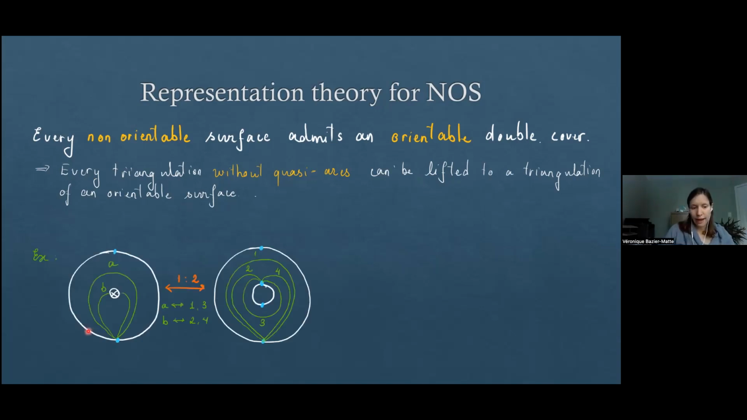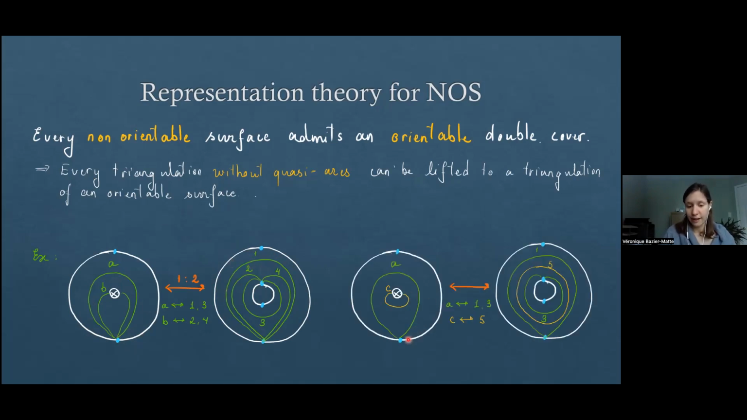Here is an example. I have a triangulation of a non-orientable surface. It does not contain a quasi-arc. If I take the orientable double cover, I will obtain that triangulation. It is a standard, usual triangulation of an orientable surface, so we know how to deal with that.